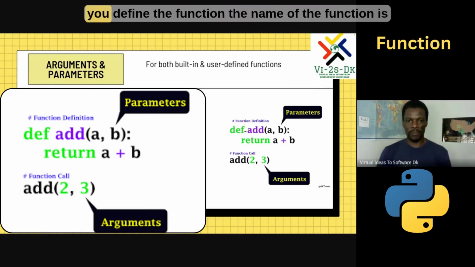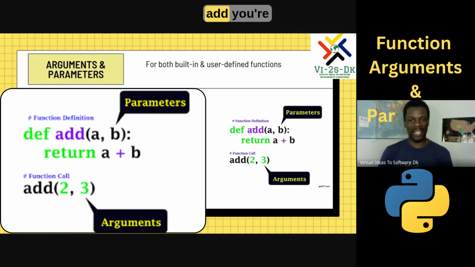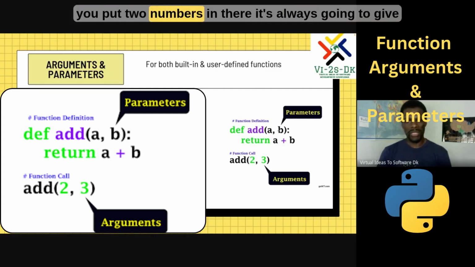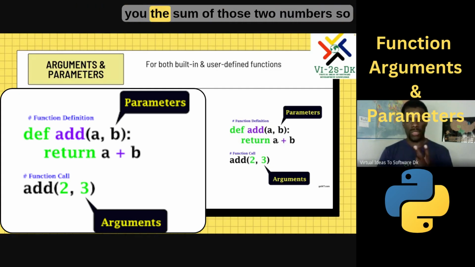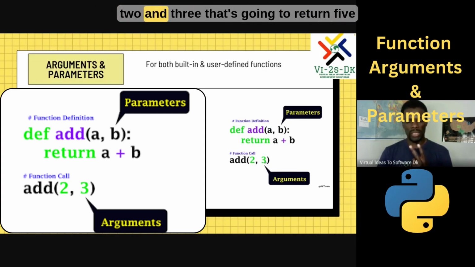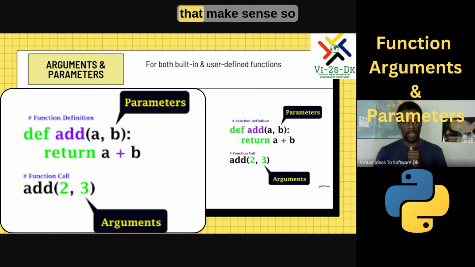Just in this example, you have defined a function. The name of the function is add. You're giving in 2 parameters, A and B. And now you're returning a value, A plus B. Each time you write this function add, and then you put 2 numbers in there, it's always going to give you the sum of those 2 numbers. So this is how you would call the function. You type in add 2 and 3, that's going to return 5. Does that make sense?